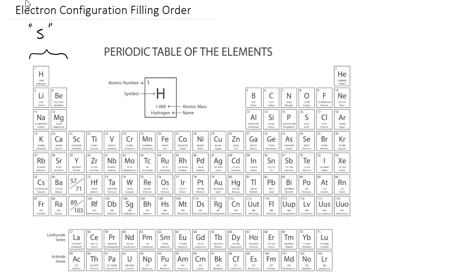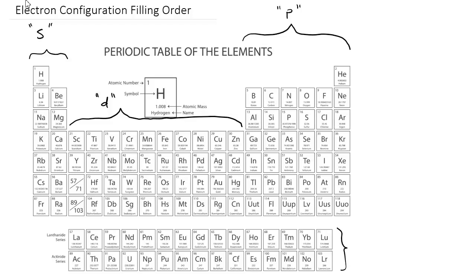Then we looked at this group here, starting from boron to neon, and all the ones underneath, and we called this the P subshell. Okay, and we looked at the middle section here, and we saw that all of these, the transition metals, have the D subshell, and then we looked at finally the bottom there, which is the F.